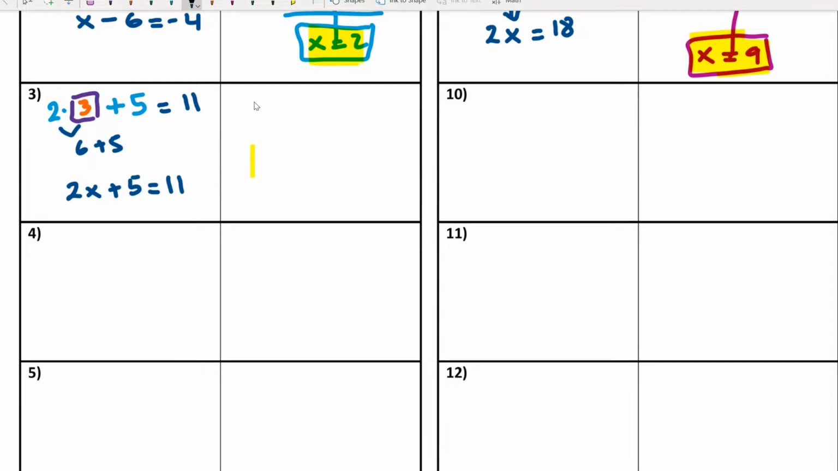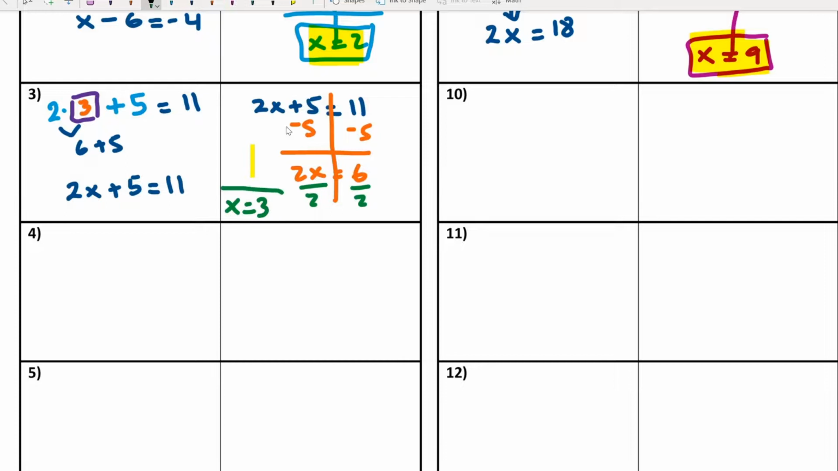That's it. That is our equation: 2x plus 5 equals 11. Now we're going to solve for x. We subtract 5 from both sides. So 2x equals 6. Then we divide by 2. Then x equals 3. And guess what? It matches our date, 3. Ta-da! Easy.